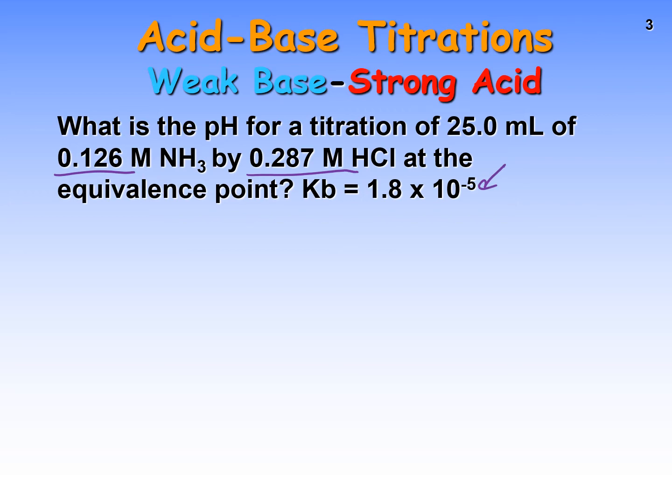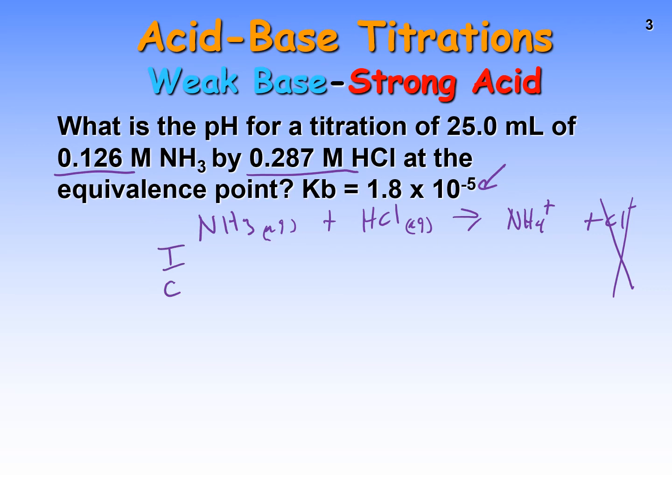So we need to first do an ICF table, right? So we have NH3 aqueous reacting with HCl, also aqueous. This goes to, one-way arrow, NH4 plus and Cl minus. And again, we don't really care about Cl minus because it's a neutral ion. The NH3 and the HCl are what we really care about here.